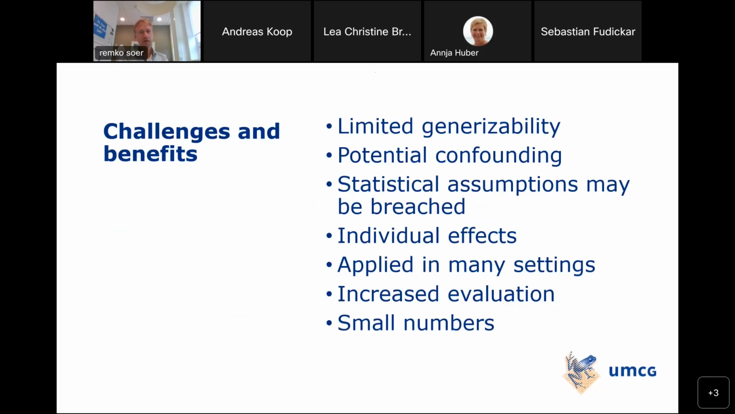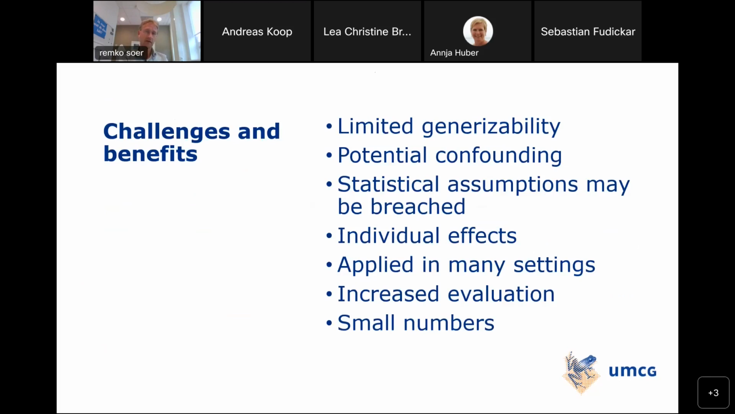There's potential confounding. What one of you said, I think it was Andreas, it might be natural healing in an AB design, but it might also be that other confounders are there. I broke a leg, for example, and then it didn't seem to work at all. Especially in an N of 1, that has huge impact. The statistical assumptions may be breached, so you might have too few data points to really perform statistics.